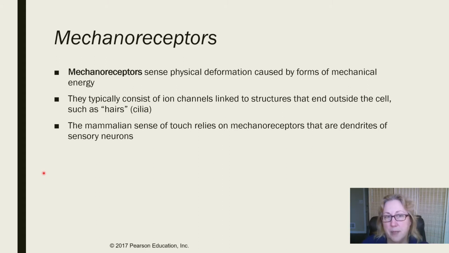So mechanoreceptors are responding to physical deformation of the cell itself. So it's either being squashed by pressure on your fingertips, or it's hair cells. Well, they're called hairs. They're not actually hairs. They're cilia in the cochlea of the ear being moved by sound in the fluid of the cochlea, and that will generate an action potential. So those are types of mechanoreceptors.